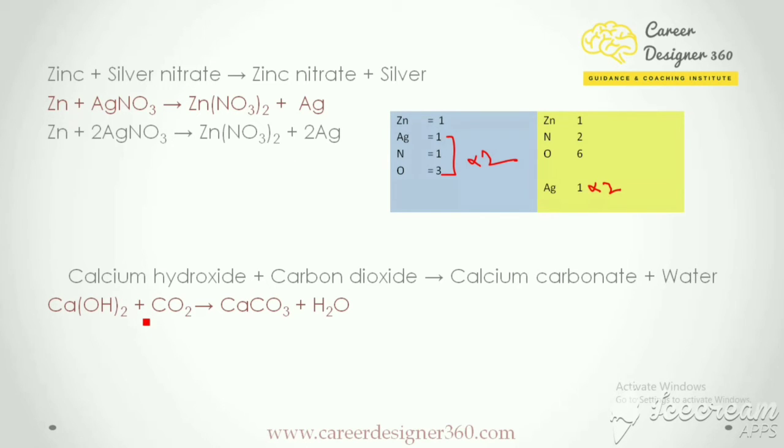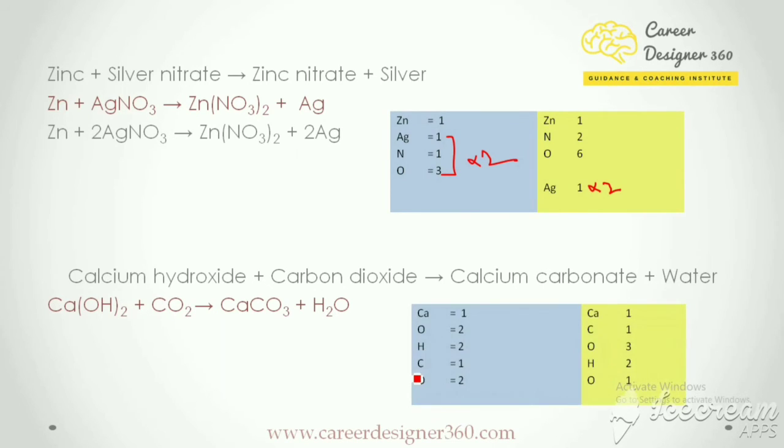Now, finally, we have one more example with us. Calcium hydroxide plus carbon dioxide gives calcium carbonate plus water. For calcium hydroxide, it will be Ca(OH)2 plus CO2 gives CaCO3, that is calcium carbonate, and water H2O. So we again make the table. We have 1 calcium on the left hand side, 2 oxygen, 2 hydrogen in calcium hydroxide, and then 1 carbon and 2 oxygen in carbon dioxide, which is written in the blue section. And then on the right hand side, which is in the yellow section, on the product side, we have 1 calcium, 1 carbon, 3 oxygen, then again we have 2 hydrogen and 1 oxygen.